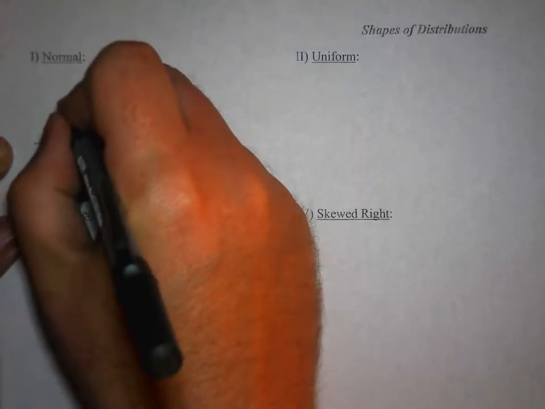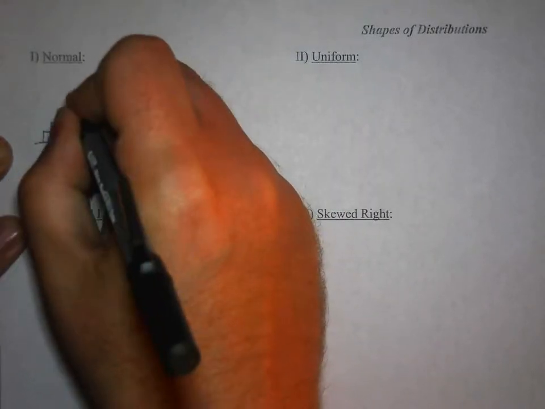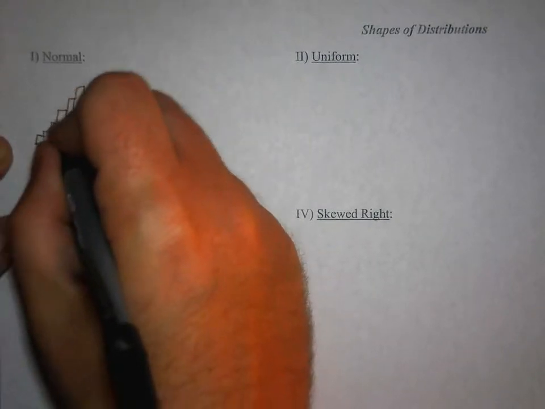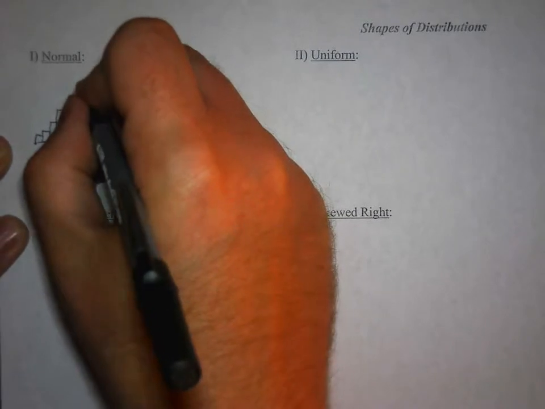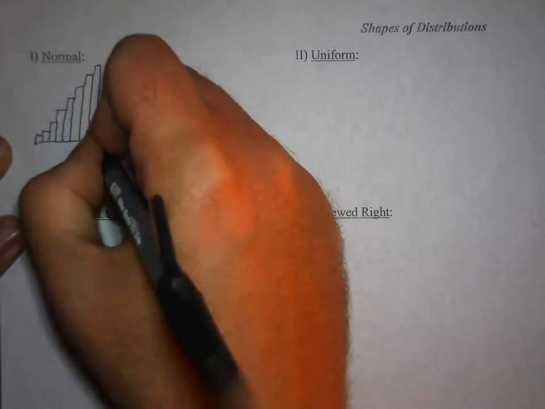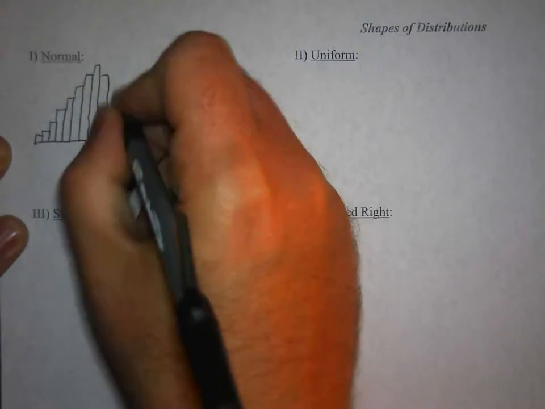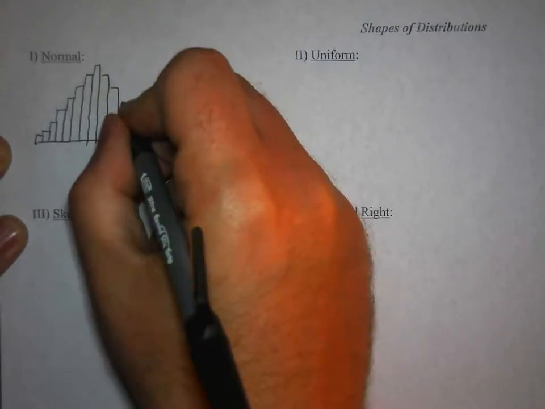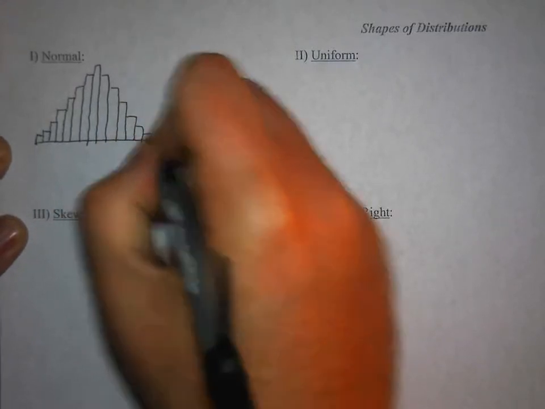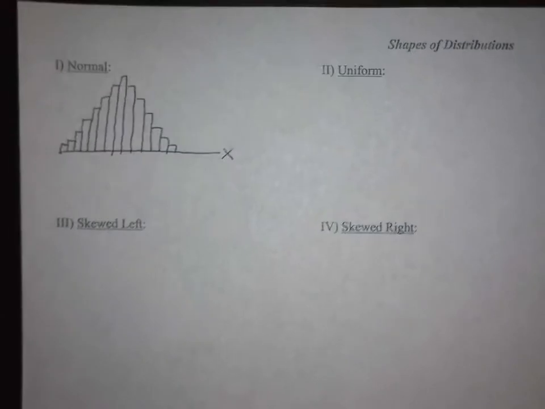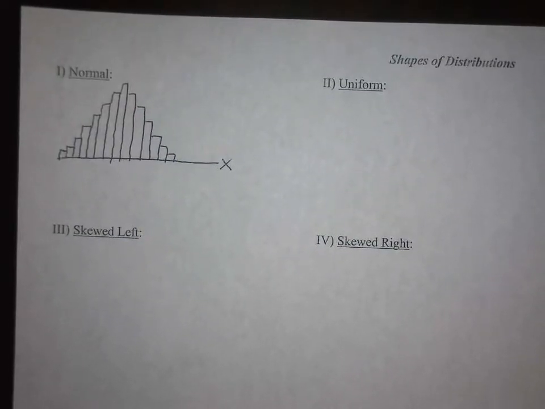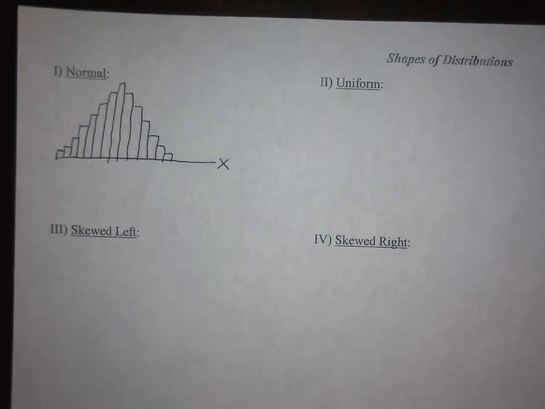So a normal distribution will start out low, build its way up, eventually get to a highest point, and then work its way back down in the same general pattern as it worked itself up. Now it may not be perfect, but in general, that's the kind of shape it would follow. Now that's a bar graph or a frequency histogram.